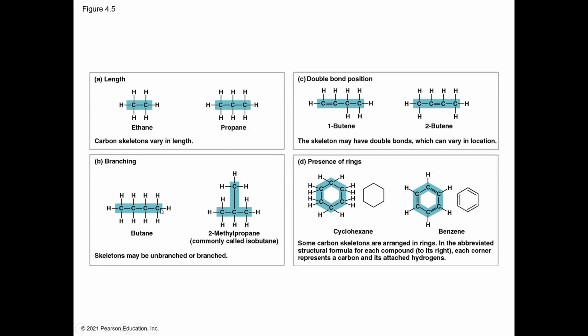They can branch. They don't have to be in a singular chain. They can be in branches. For example, butane and methylpropane here are branched molecules. Double bonds: the double bond can be in any position. So you have butane here, and then butene 1, and then butene 2, and it just depends on the placement of the double bond of the carbon. Carbon doesn't have to be in straight chains, they can be in rings. So you can see cyclohexane and benzene here are ring structures.